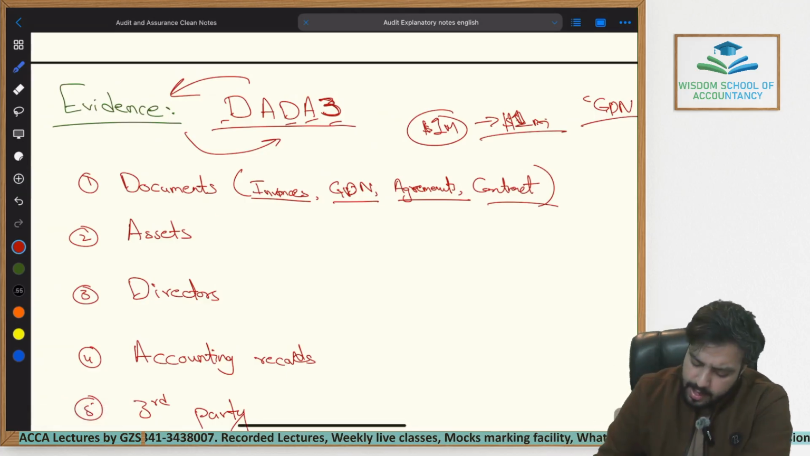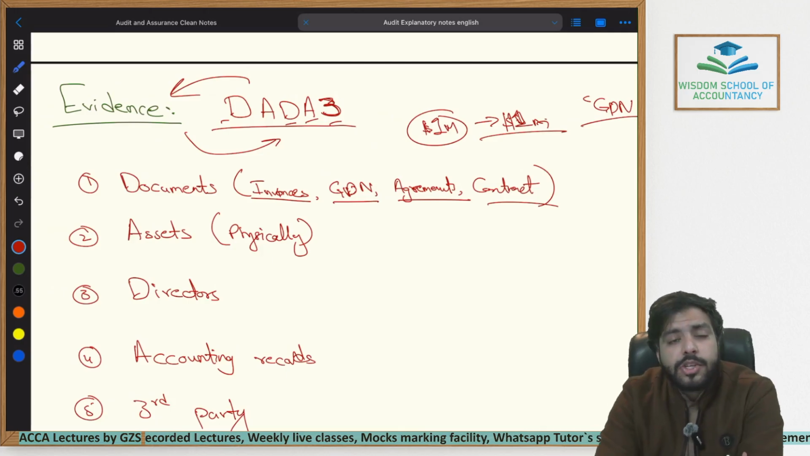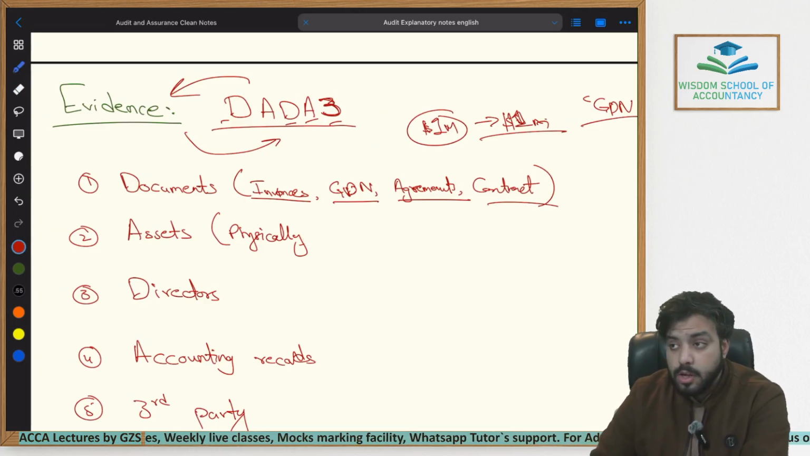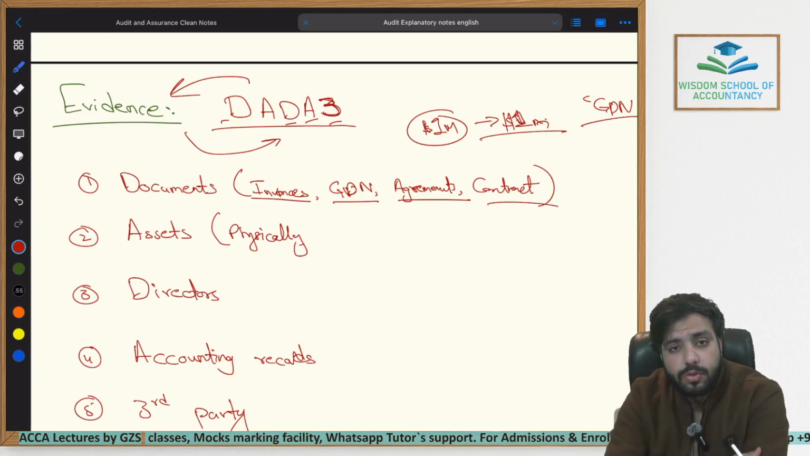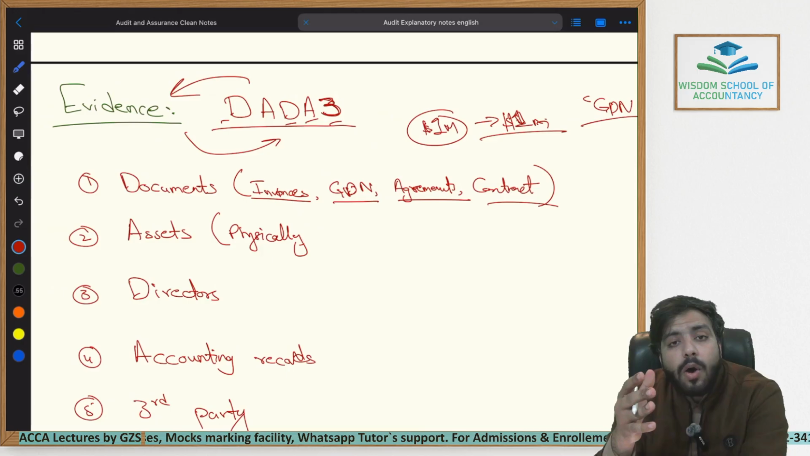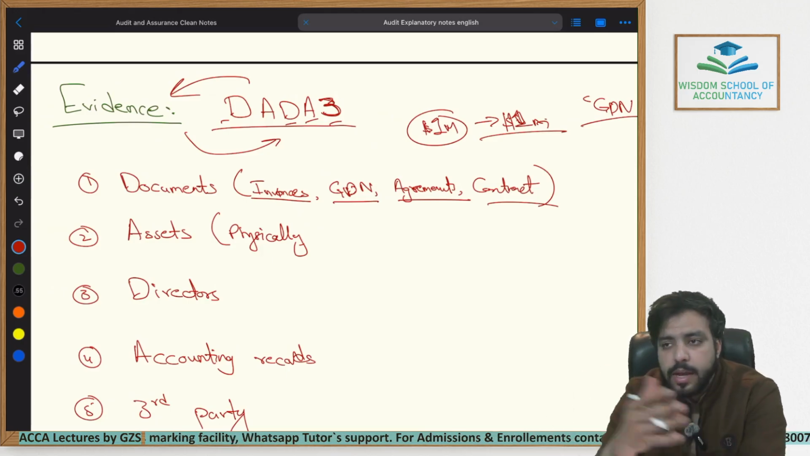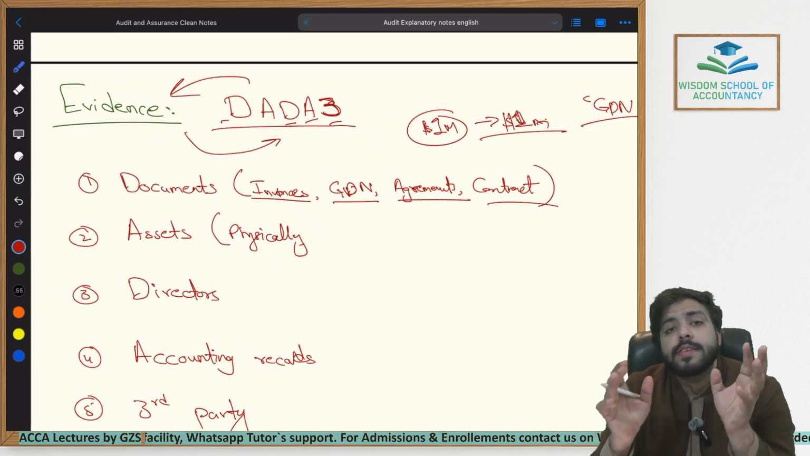The next one is the asset itself. Physically checking the assets can provide a lot of evidence to the auditor. For example, the management has said that the asset has been recorded at a correct value. How can you verify that? You can physically check the asset. Let's say the asset is damaged. How will you verify the amount of damage that should be recorded? How big a damage has the asset had because of a storm or any kind of natural occurrence? How will the auditor know whether the asset actually exists or not?